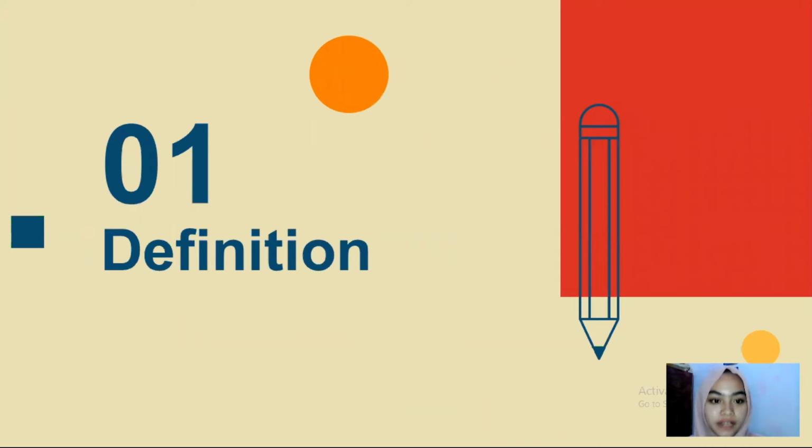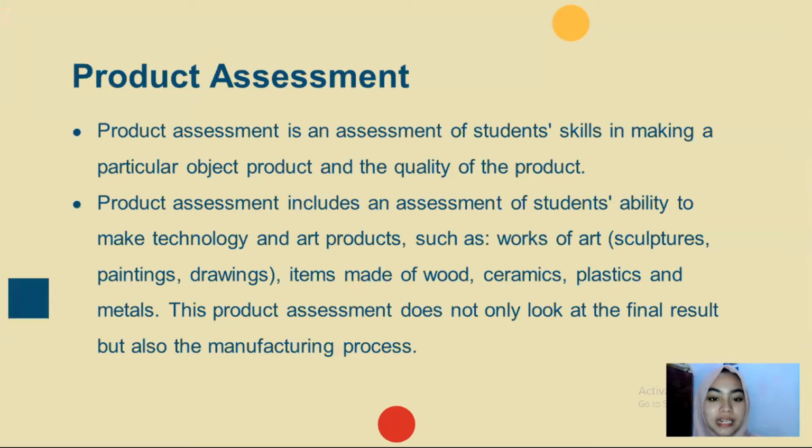The first is definition. Product assessment is an assessment of student skills in making a particular object or product and the quality of the product. Product assessment includes an assessment of students' ability to make technology and art products, such as works of art, items made of wood, ceramics, plastics, and metals. This product assessment does not only look at the final result, but also the manufacturing process.